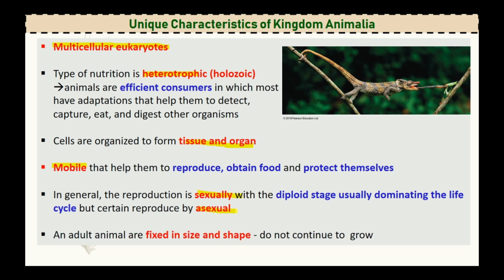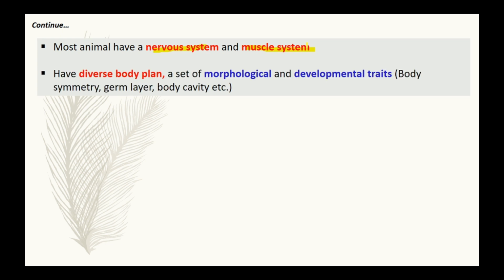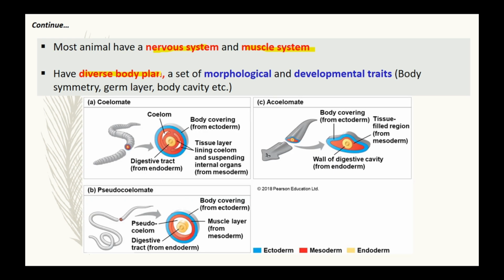After that, adult animals have fixed size and shape, which means that they do not continue to grow after a certain stage of their life. Then, most animals have a nervous system and muscle system. Both function for coordination of their body and to ease movement. Lastly, animals have a diverse body plan, that is a set of morphological and developmental traits. For example, this diagram shows the body cavity or coelom and germ layer belonging to animal phyla.